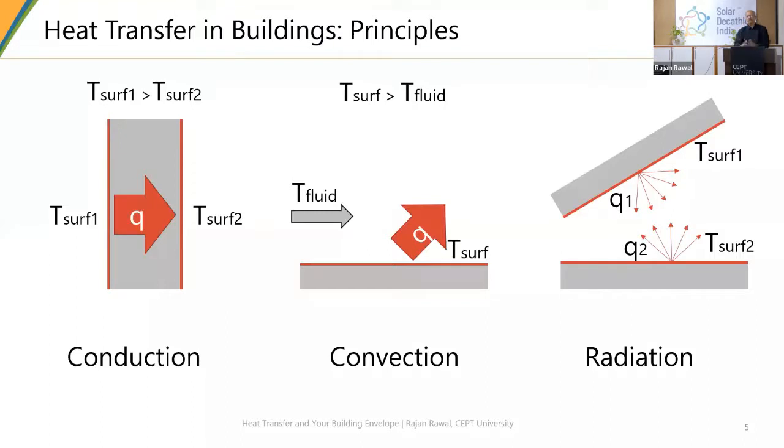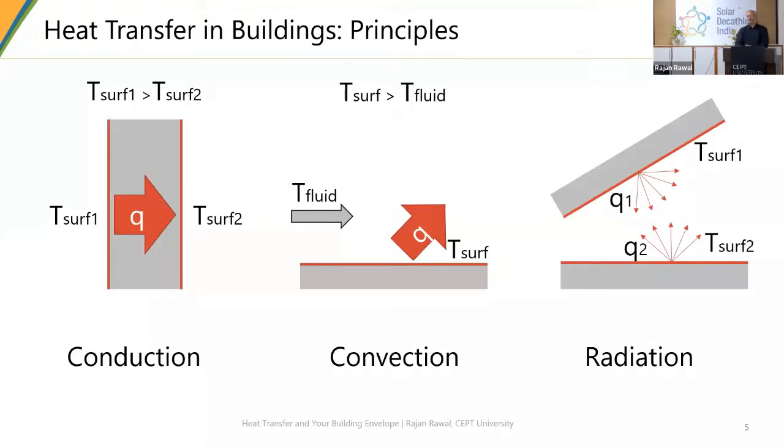Versus if you have a surface of any material which is at a higher temperature, and a fluid like air or water has a lower temperature, this fluid will try to take the heat off the surface, and that we call convection. Through the movement of the fluid, the matter tries to lose the heat.